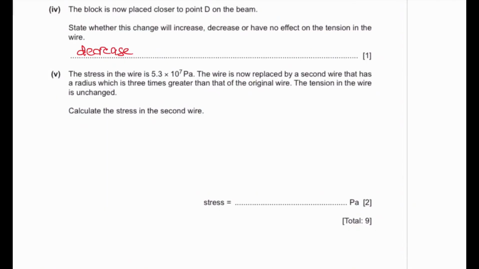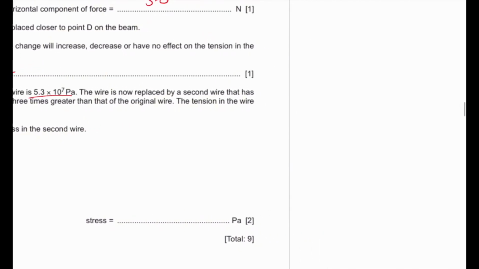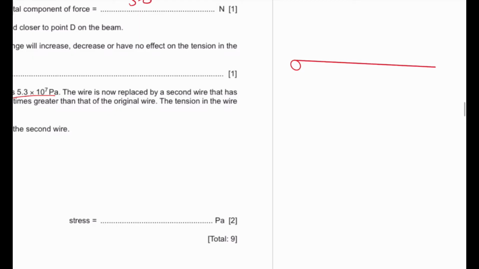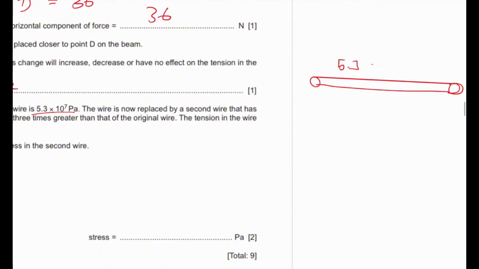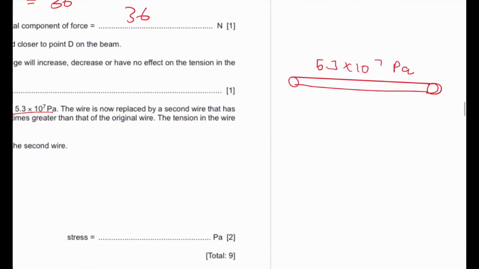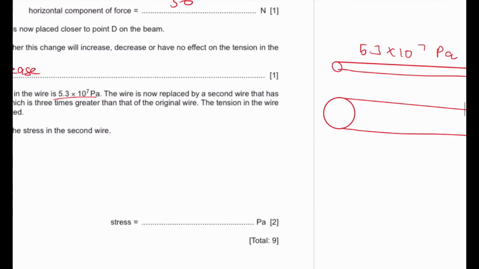We've been told that the stress in the wire is 5.3 times 10 to the power of 7. Now the wire is replaced by a second wire that has a radius 3 times larger than that of the original wire. So we have our first wire over here, with a stress of 5.3 times 10 to the power of 7 pascals. Now we replace it with a second wire that is 3 times the radius, so if the first has radius R, this one is 3R.